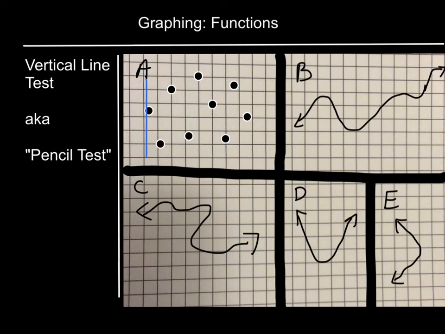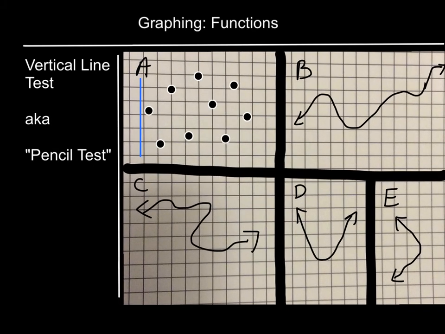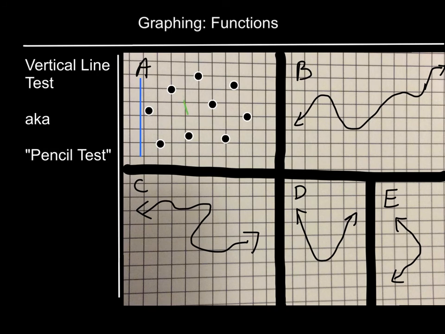If at any point when I move this across the graph, this line ever touches 2 points at the same time, then that graph is not a function. So when I moved my line across, did you ever see it going through 2 points at the same exact time? Doesn't look like it. Each time I move it across, it's just hitting the 1 point at a time. Therefore, this graph is a function. Whoa, that's not what I meant. This is a function.